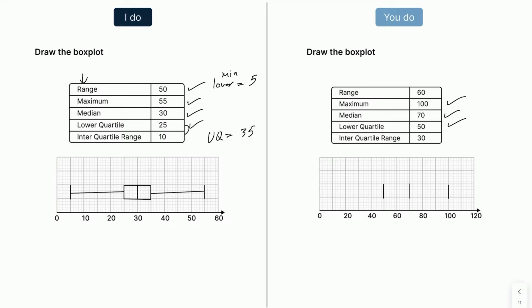Now, with the range, we can work out the minimum. So the minimum here is going to be 100, take away 60. That's 40. That's that done as well. And then we're left with the interquartile range. So because we have the lower quartile, we can just add these two together, and that'll give me the upper quartile. So 50 plus 30 is 80. And that is that. And just connect these together. Again, you'll be using a ruler and a pencil to do this nicely with straight lines.